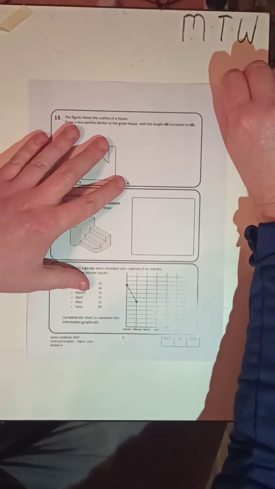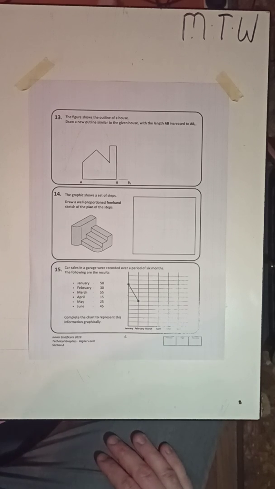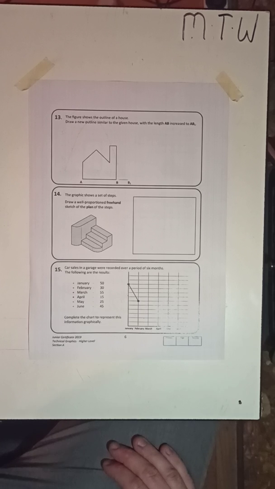Take this one on. The figure shows the outline of a house. Draw a new outline to the given house with the length AB increased to AB1. So I need to draw a new outline to the given house with the length AB increased to AB1.